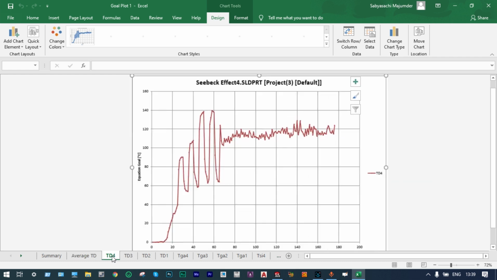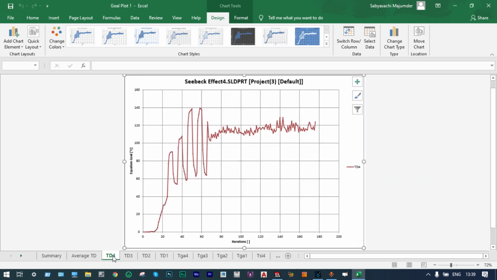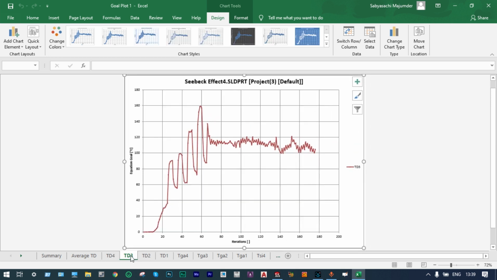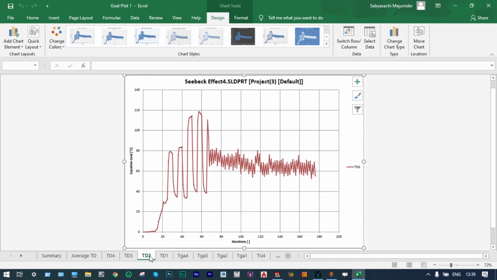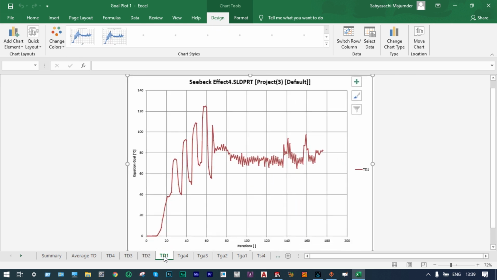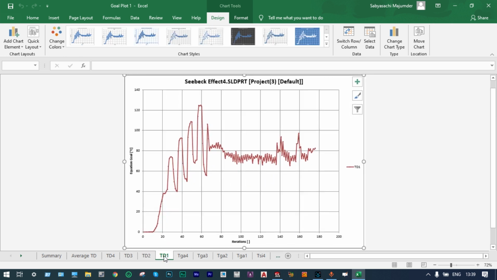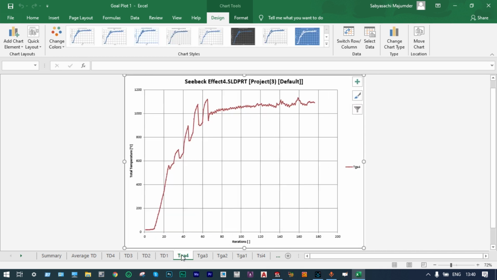And temperature difference 4, we can see here. Temperature difference 4 at surface 4 is equal to 120 degrees centigrade approximately. And temperature difference 3 is 100 degrees centigrade. Temperature difference at the surface 2 is 60 degrees centigrade, and temperature difference at the surface 1 is again 80 degrees centigrade.